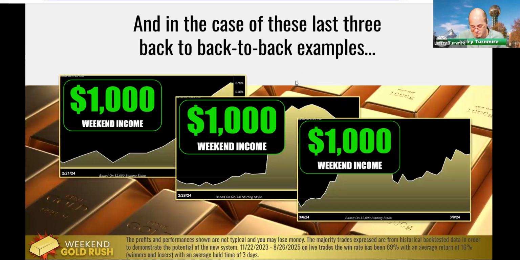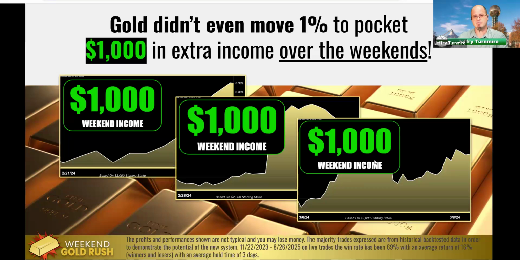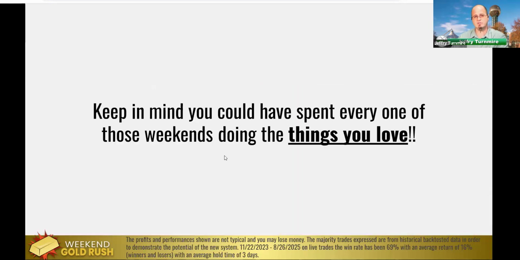Kind of has to do with that indicator we just built, the time-based one. We're getting in and getting out. And in these last three back-to-back-to-back examples right there, gold didn't even move 1% over the weekend, yet we collected the payday.